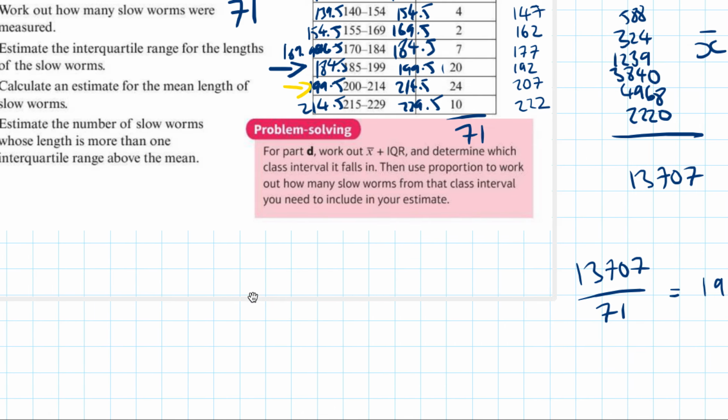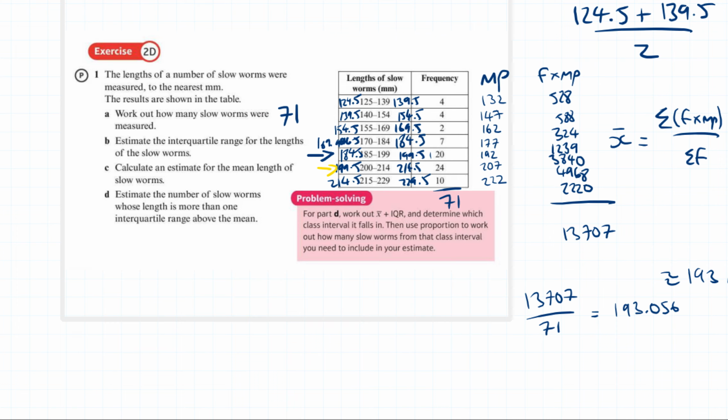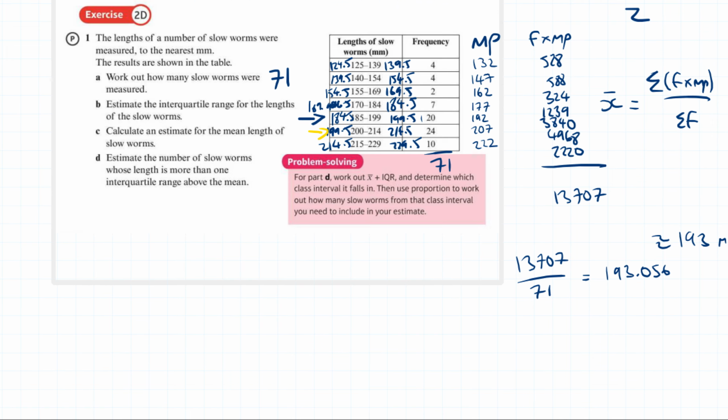Okay, so the last part we have is to estimate the number of slow worms whose length is more than 1 interquartile range above the mean. So for part D, first things first, as the question says, we do the mean plus the interquartile range. So it's going to be 193 plus the interquartile range, which is 24.6. Here, because I've got a decimal, I'm actually just going to take the decimal version, 193.1. In the question, usually it will give you a much clearer indication of what you're supposed to use.